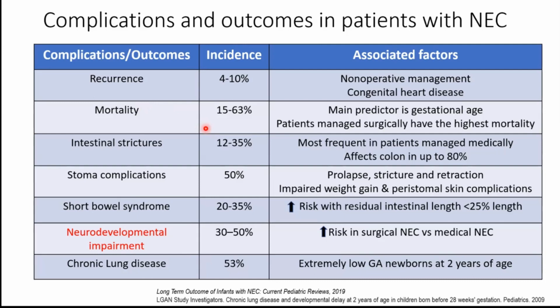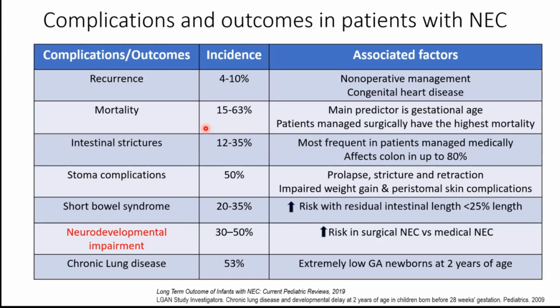Mortality is seen in 15 to 63% of babies with NEC, especially in low gestational age newborns. Intestinal strictures are seen in 12 to 35% of babies with NEC, and are most frequently present in babies managed medically, and they affect the colon in up to 80% of cases. Stoma complications like prolapse, stricture, and retraction are seen in 50% of babies with NEC.